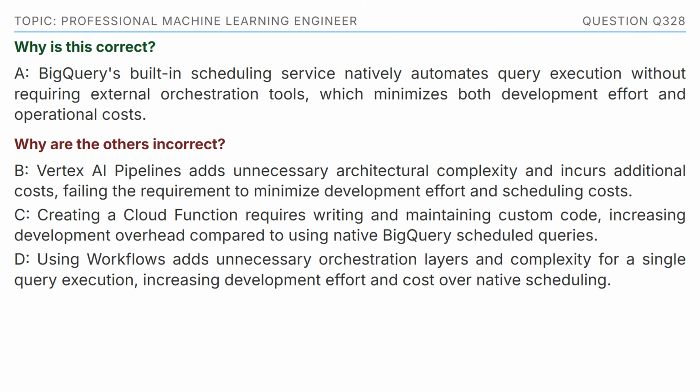B. Vertex AI pipelines adds unnecessary architectural complexity and incurs additional costs, failing the requirement to minimize development effort and scheduling costs. C. Creating a Cloud Function requires writing and maintaining custom code, increasing development overhead compared to using native BigQuery scheduled queries. D. Using Workflows adds unnecessary orchestration layers and complexity for a single query execution, increasing development effort and cost over native scheduling.